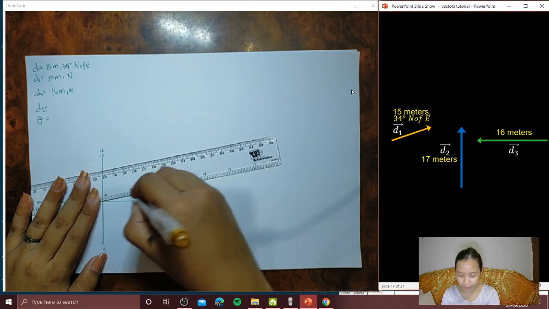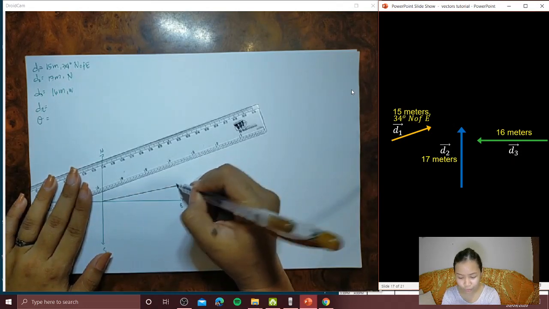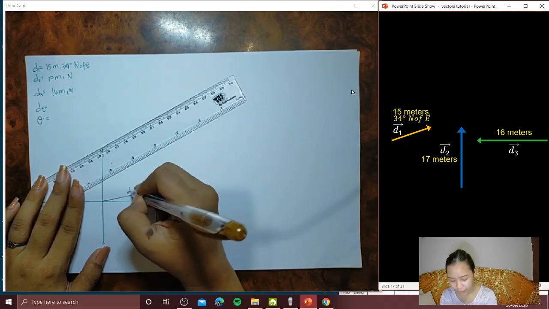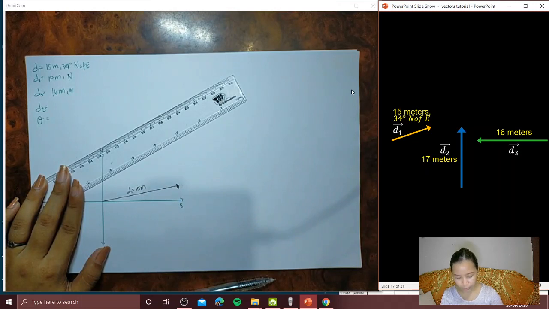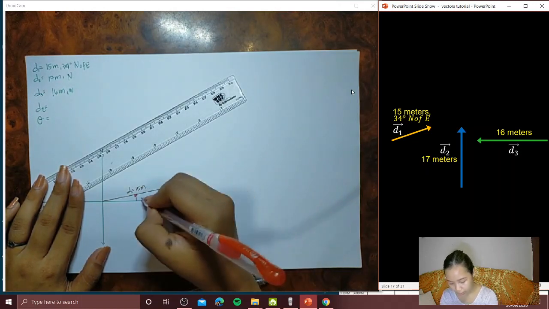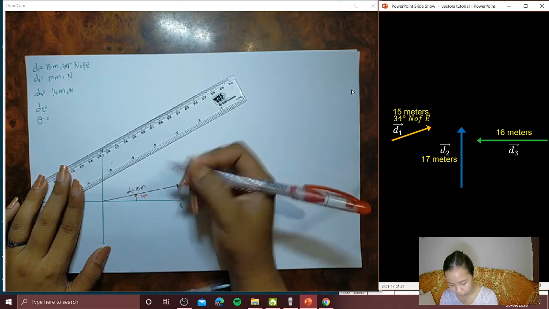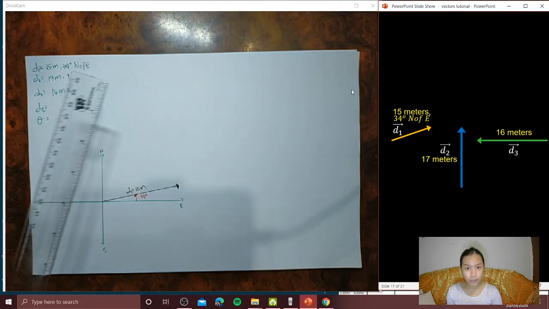So here we have our 15 degrees. 34 degrees. So this is d sub 1, 15 meters. And this is for our angle. This is 34 degrees. Okay. Now let us have our head to tail method.